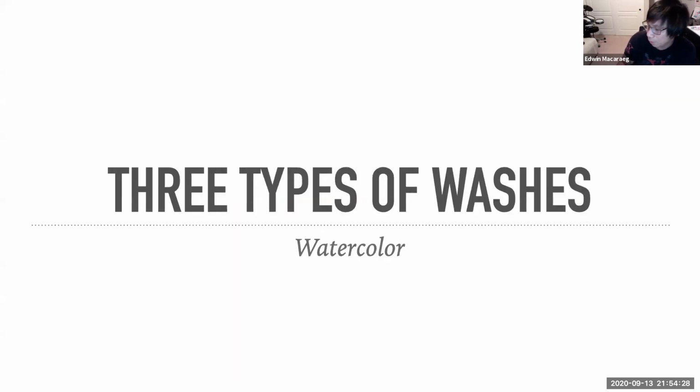And so for this week, we're going to talk about 3 different types of washes. Last week, we talked about different types of mixing. This time, we're going to talk about washes. And so a wash is basically covering a whole area with just one color or one or more colors. So it's very similar. It will connect to what you guys did last week with the mixing.